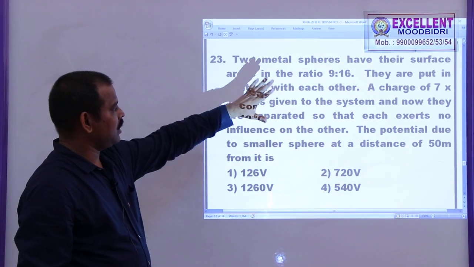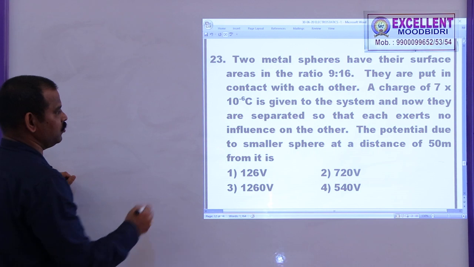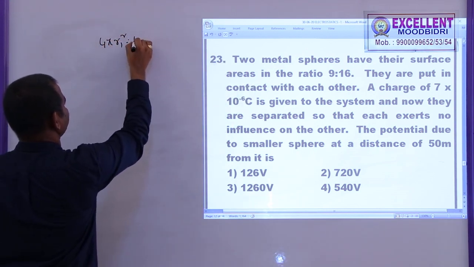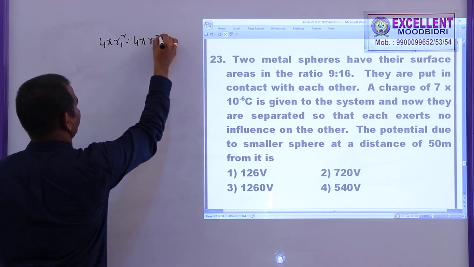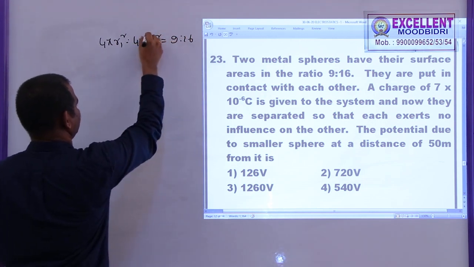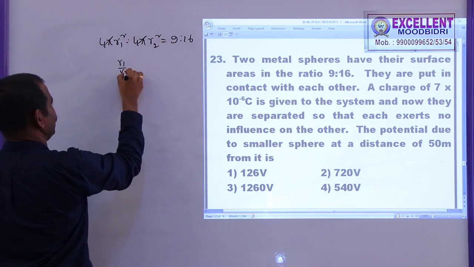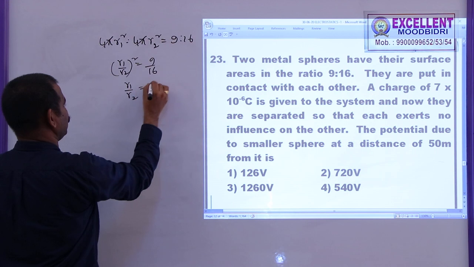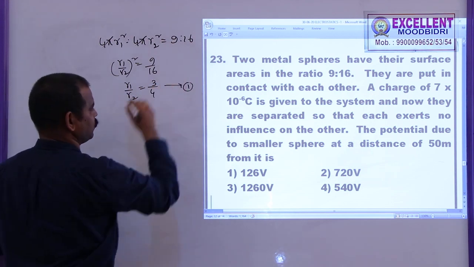Two metal spheres have surface charge areas in the ratio of 9:16. So surface area of the first sphere, 4 pi r1 square, by 4 pi r2 square is equal to 9 by 16. If you cancel this, r1 by r2 whole square is equal to 9 by 16. So r1 by r2 is equal to 3 by 4. This is equation 1.